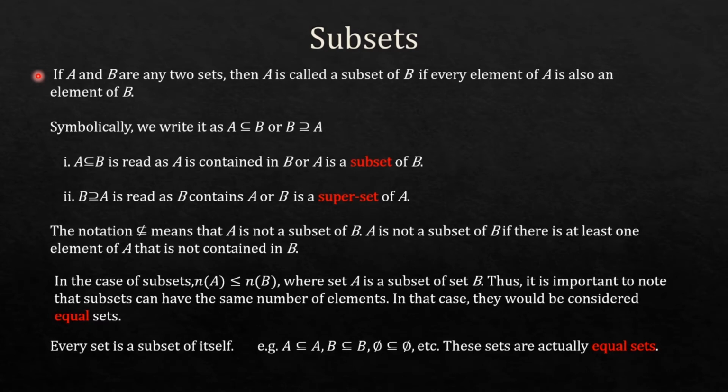If A and B are any two sets, then A is called a subset of B if every element of A is also an element of B. Symbolically, we'll write them using these symbols here.